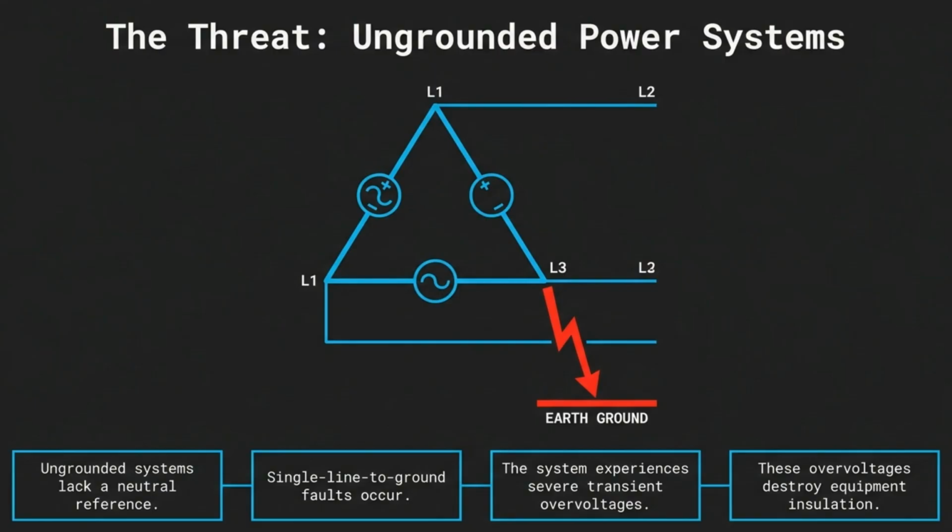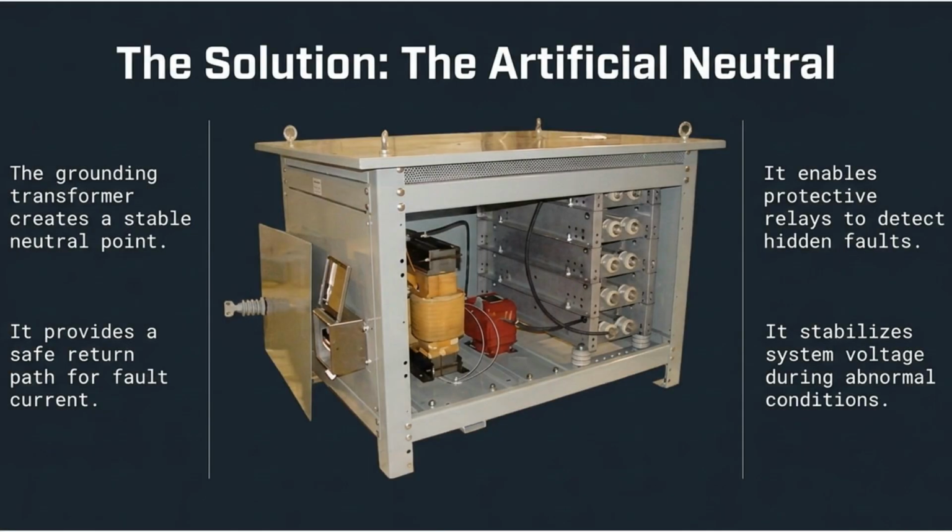Without a neutral reference, a single line-to-ground fault can cause severe transient overvoltages, which can rapidly destroy critical equipment insulation. The solution is an artificial neutral created by a grounding transformer. This provides a stable neutral point, a safe return path for fault currents, and enables protective relays to detect and isolate hidden faults while stabilizing system voltage.